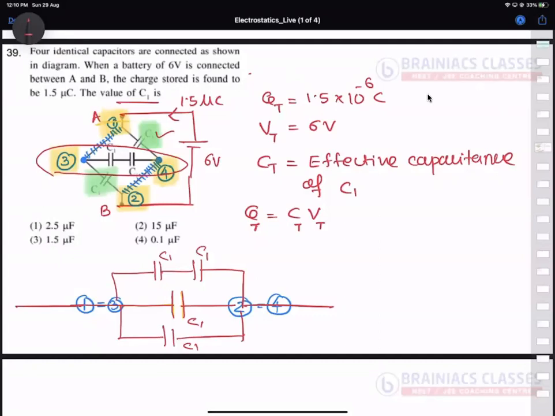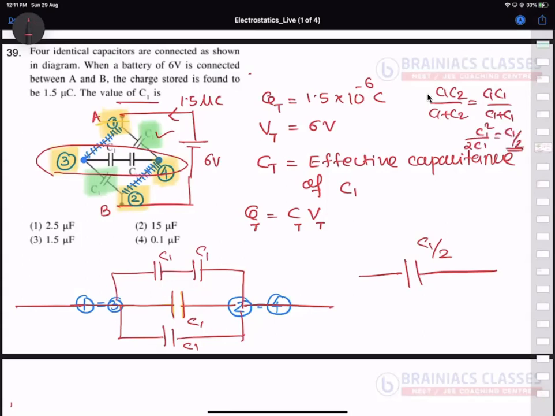So how will we solve it? The top capacitors are in what connection? Series connection. For 2 equal capacitances in series, what will we get? C1 C2 divided by C1 plus C2. Based on the formula you can solve: C1 times C1 divided by C1 plus C1, so C1 square by 2C1. So how much will we get? C1 by 2.